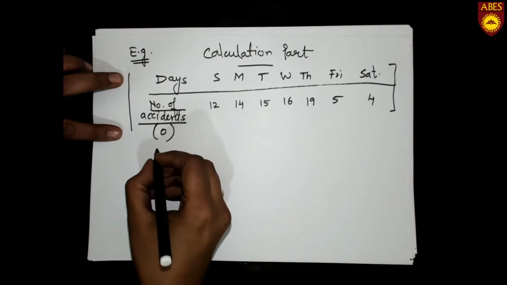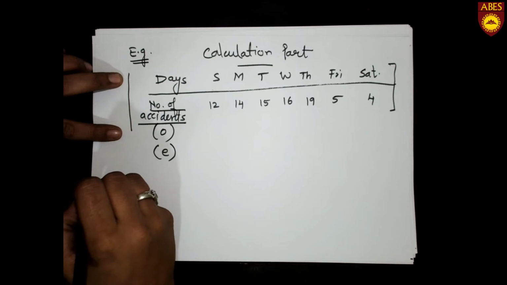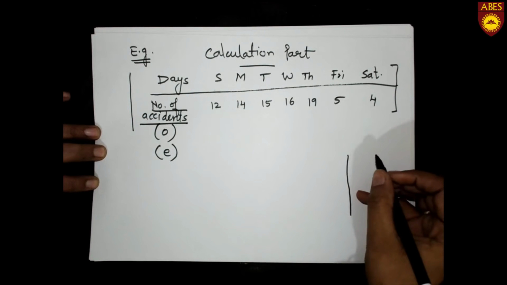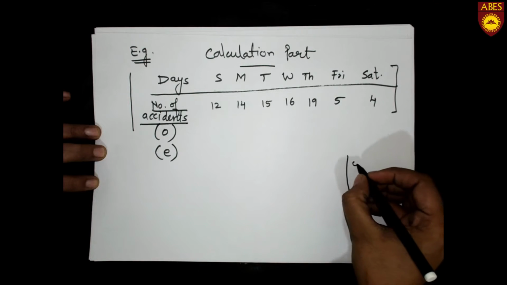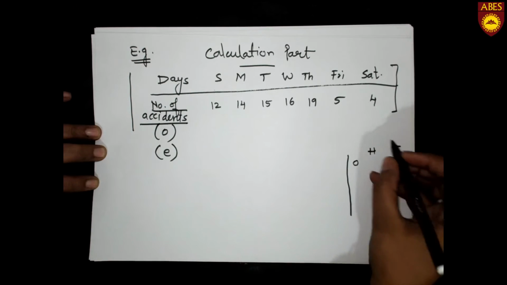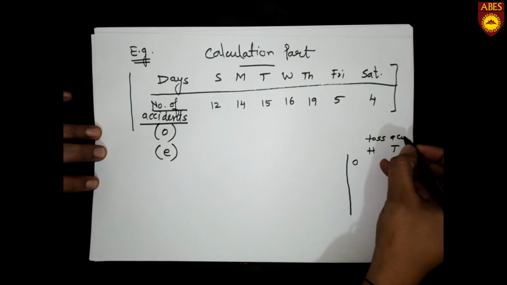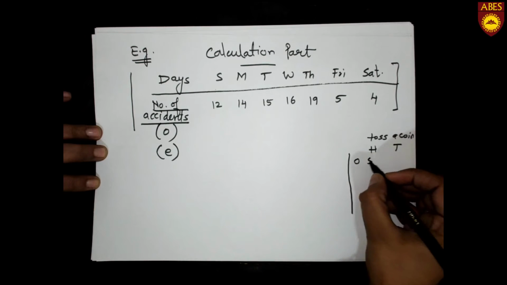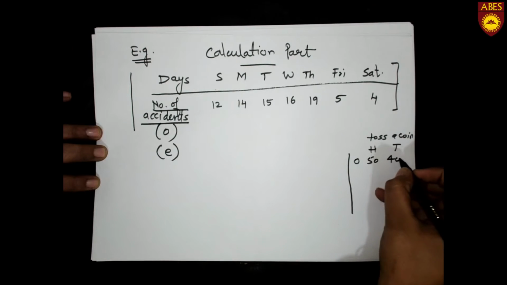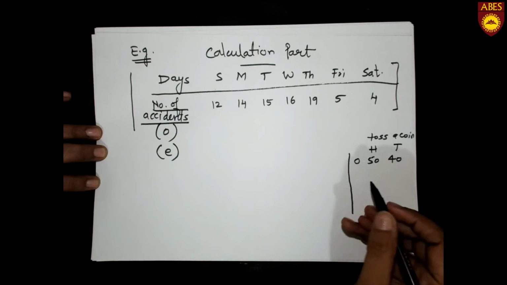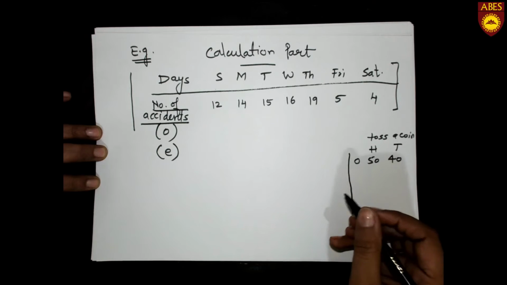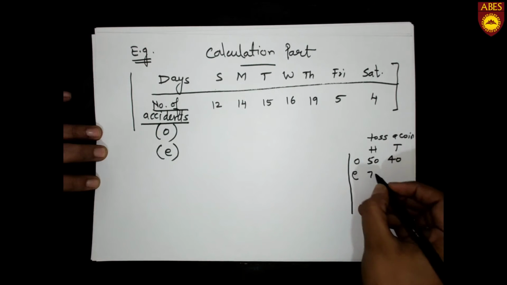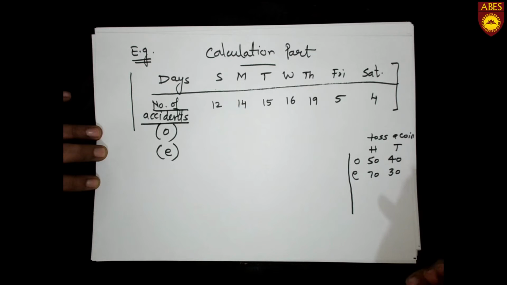Now the question here is, what is my E value? Earlier I explained an experiment where we toss a coin, and I am saying that my observed value for tossing a coin, for the head value is 50 and the other value is 40. That is my observed value when I am tossing a coin 100 times. But my expected value that I take randomly can be 70 and the rest 30.